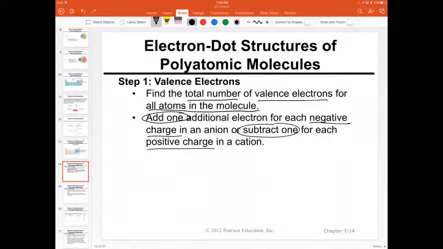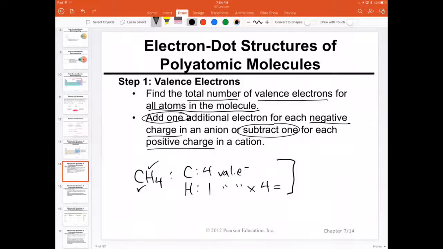If we have this molecule, you're just going to add up the valence electrons that carbon has and 4 hydrogens have. So carbon has 4 valence electrons. Hydrogen has 1, but you have 4 hydrogens. So you're going to have a total of 8 valence electrons for this molecule, right? So 4 for this carbon and 4 times 1 for all the hydrogens.